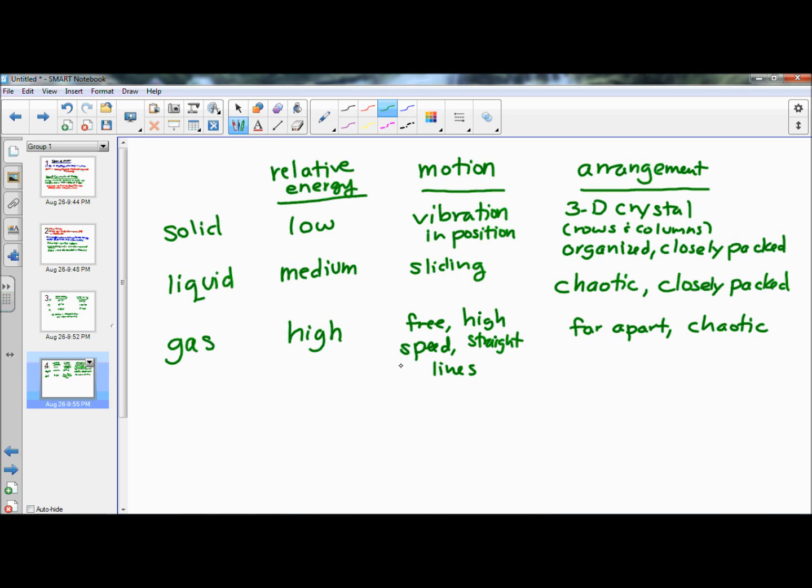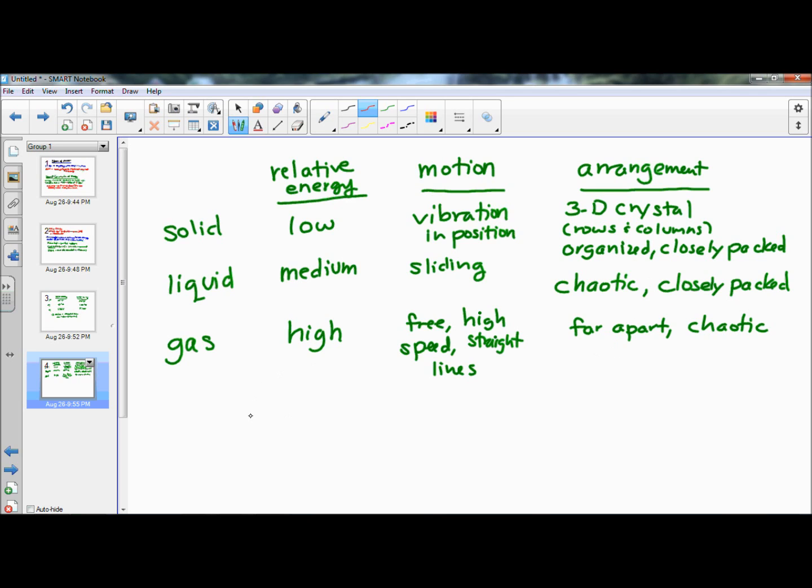Now, the last thing we're going to talk about, and this is very, very key for you to keep in mind, is that the only difference between solids, liquids, and gases is the amount of energy they have, meaning the increased or decreased amount of motion they have, and the type of arrangement that goes along with those motions.